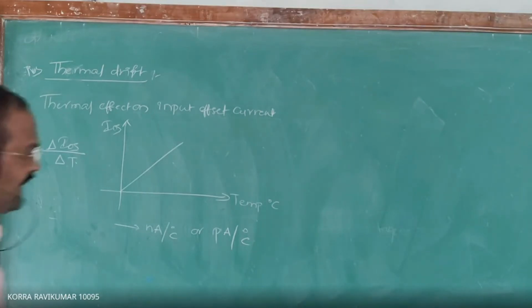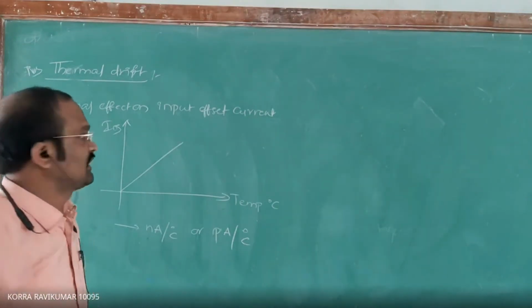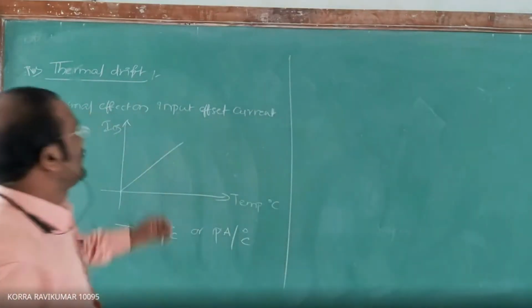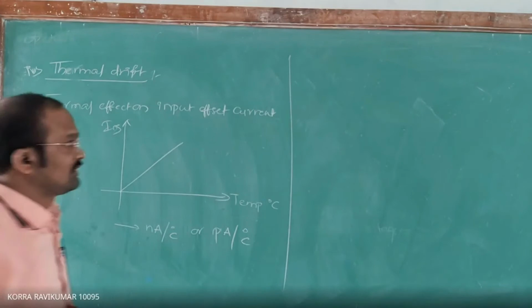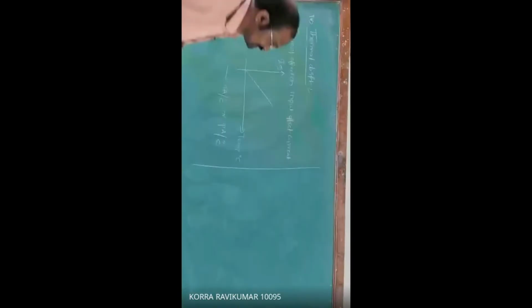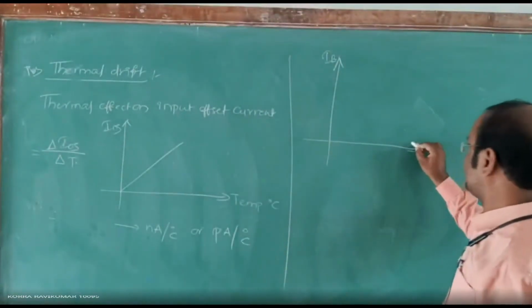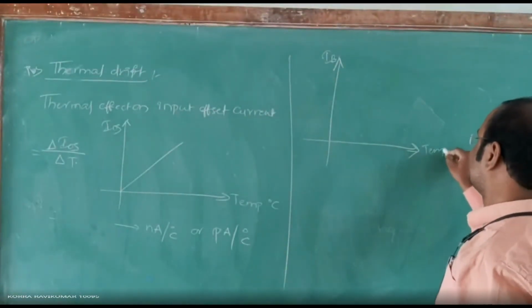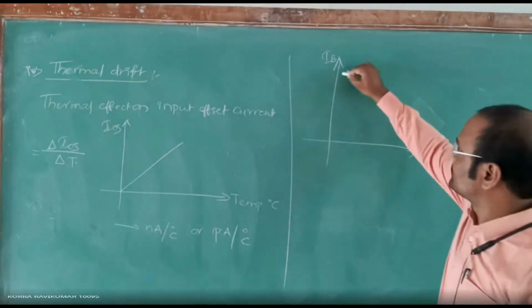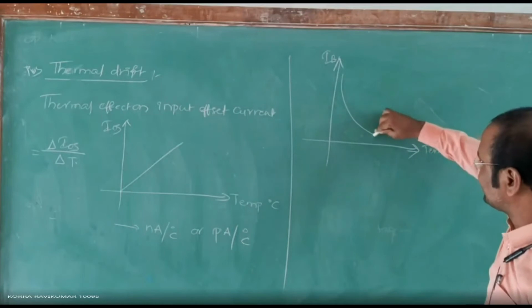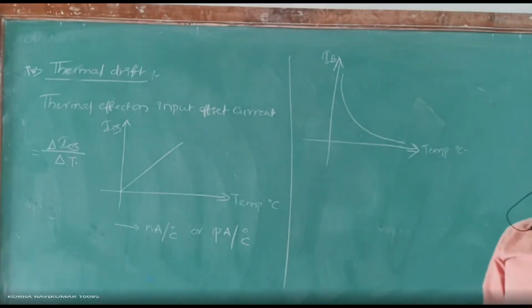Next, effect on bias current. How will it be? Let us see. Effect on bias current. If you observe the graph of temperature versus bias current, the graph between temperature in degree centigrade and bias current seems to be an exponentially decreasing graph.